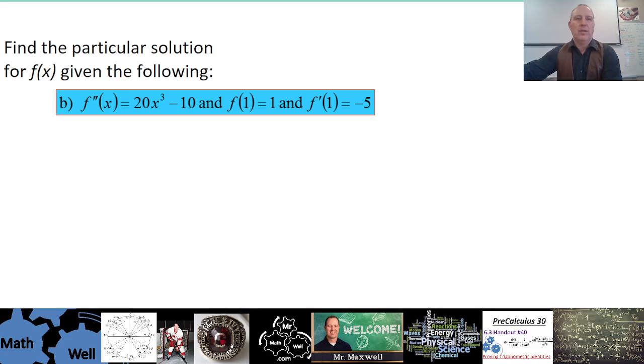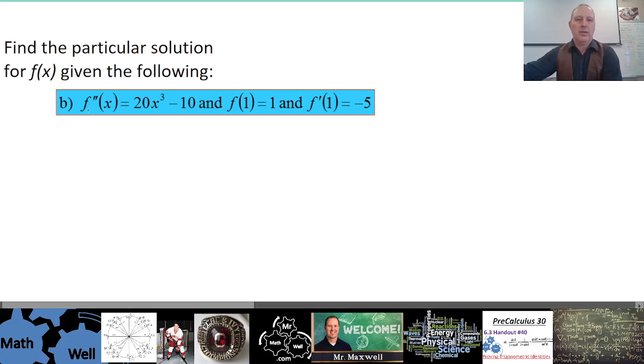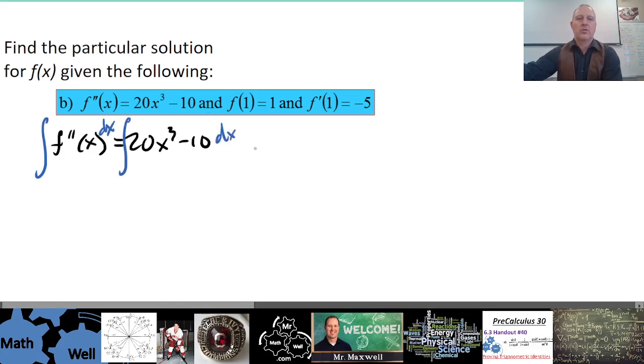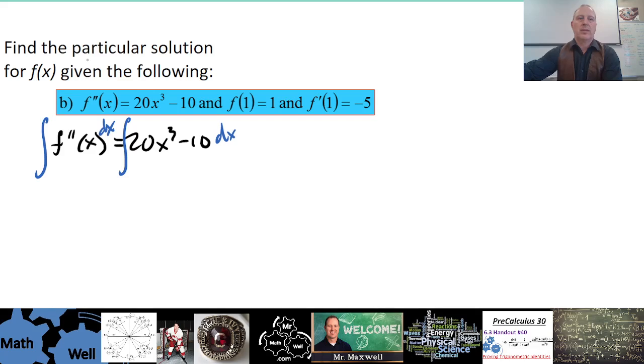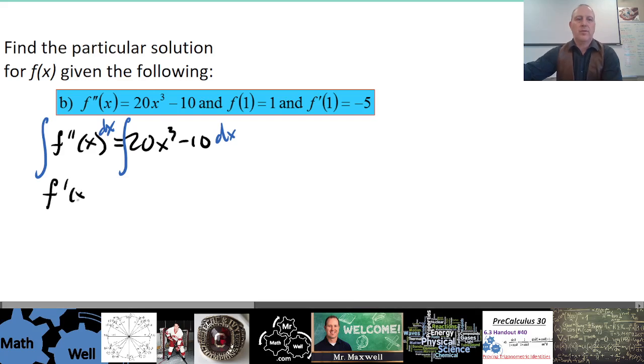All right, so let's go ahead and focus on this second derivative. I'll rewrite this here: 20x cubed minus 10. So let's take the integral with respect to x of both sides. That's going to give us a first derivative down here. And we're going to go 20/4 x to the fourth minus 10x plus c.